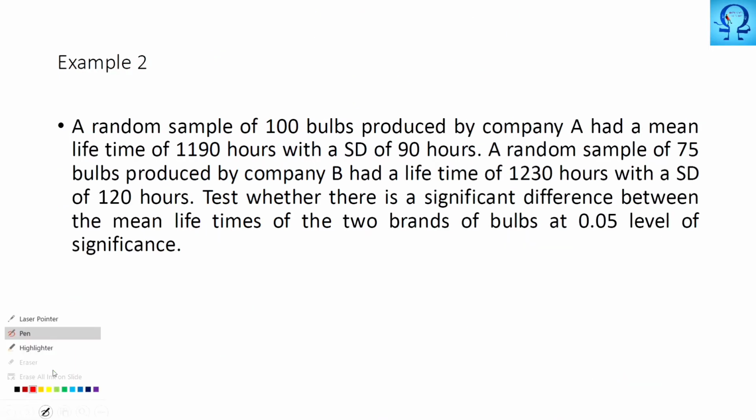Here it is said that a random sample of 100 bulbs produced by company A had a mean life of 1190 hours with a standard deviation of 90 hours. Next, we have taken a random sample of 75 bulbs by company B had a lifetime of 1230 hours with a standard deviation of 120 hours. Now we are asked to check whether there is a significant difference between the mean life of two brands at this level of significance.